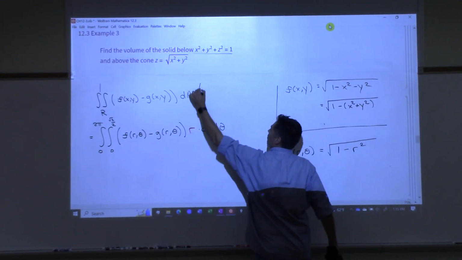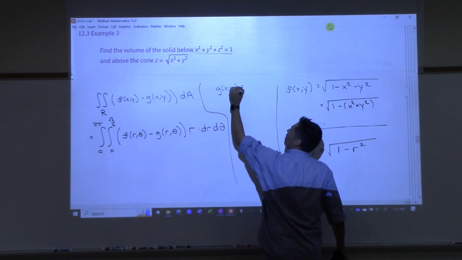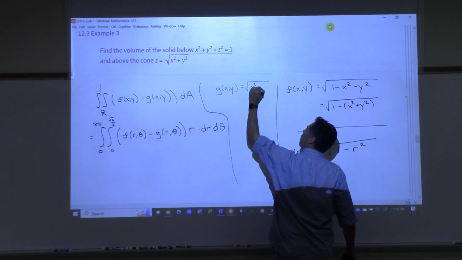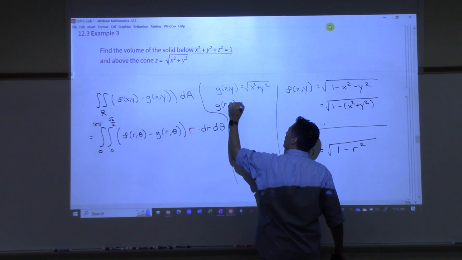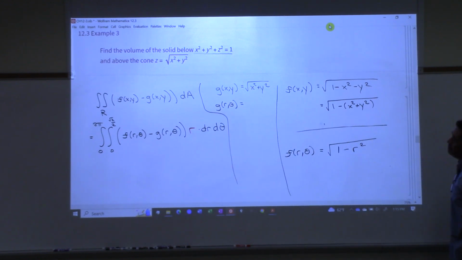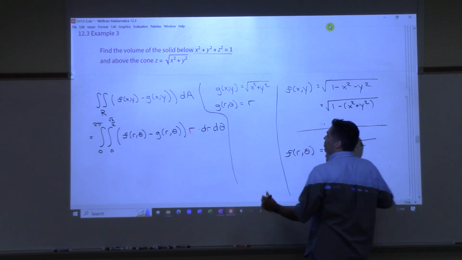Let's try and squeeze g in right here. g of xy was the square root of x squared plus y squared, but we're going to convert that to polar, so we want it in terms of r and theta, and that's just going to be r. Actually, the square root of r squared, which I said was the absolute value of r. However, r is always positive here, isn't it? So I don't need the absolute value. I can just put r, because it's understood that the r is never going to be negative here. So that's just r.